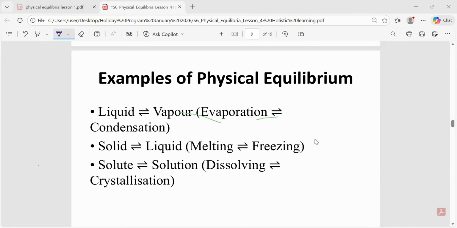The examples of physical equilibrium, first of all, is liquid to vapor, then evaporation to condensation, just in brackets. Then the second is solid to liquid, that's melting to freezing. The third one is solute, equilibrium to solution, in brackets dissolving to crystallization.